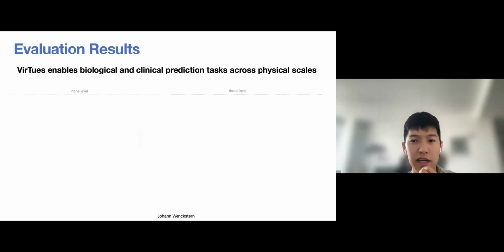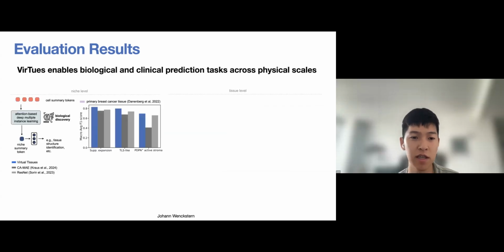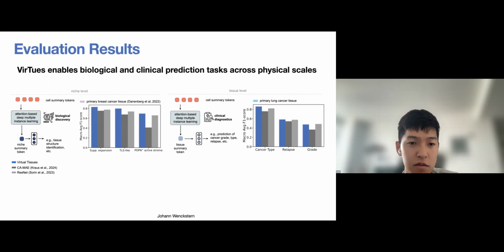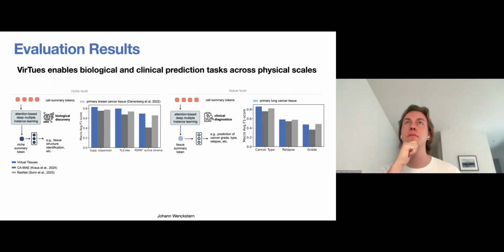Can I ask for that task? Are you doing multitask learning when it comes to this ABMIL, or is it just on a single task at a time? It's in a single task at a time.